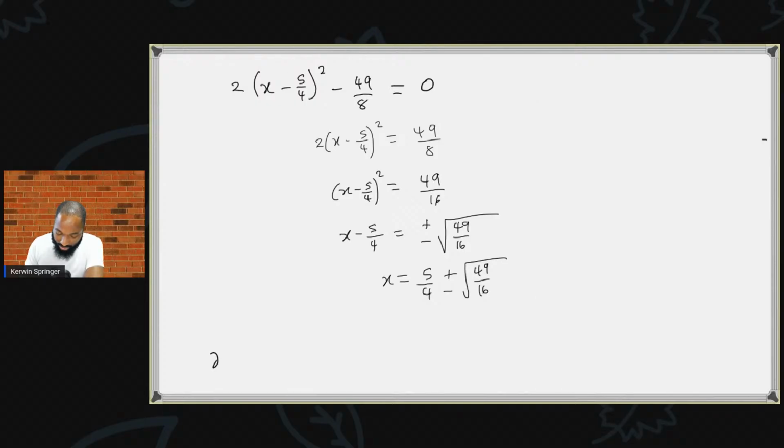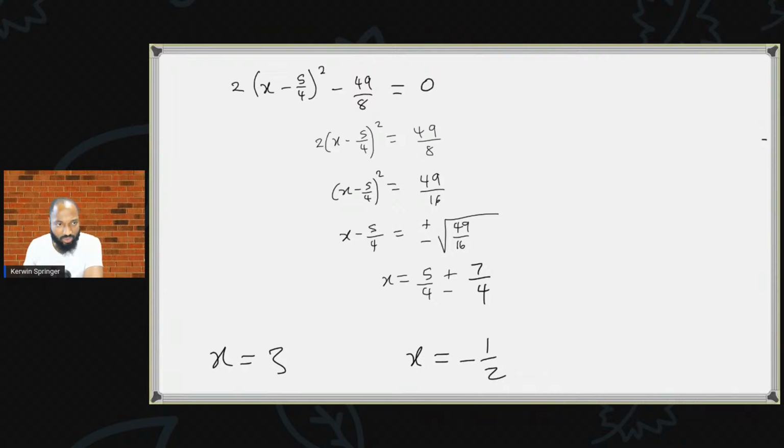The last step is just finding out what will happen if you add it and what will happen if you subtract it. So you're going to literally put 5 on 4 plus the square root of 49 on 16. By the way, the square root of 49 on 16 can be worked out. That's 7 on 4. Square root of 49 is 7. Square root of 16 is 4. So you add it, 5 on 4 plus 7 on 4, and what you get is 3, and then you subtract it. And when you subtract it, what do you get? Negative a half.